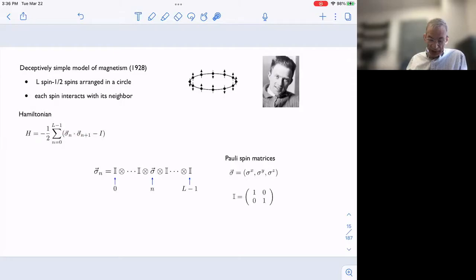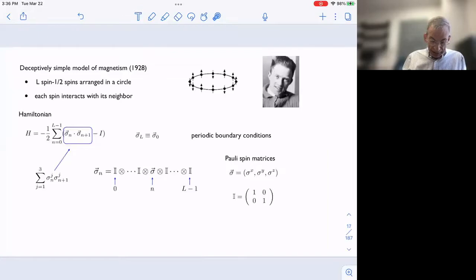And then here we have a dot product, which means you sum over j: sigma x plus sigma y plus sigma z. And what else? Oh, yes. When this subscript n becomes the top, L minus 1, we have sigma L, which is beyond this. So sigma L just means sigma 0. In other words, we have periodic boundary conditions, as in the figure. And so we see that this is just a 2^L by 2^L matrix.